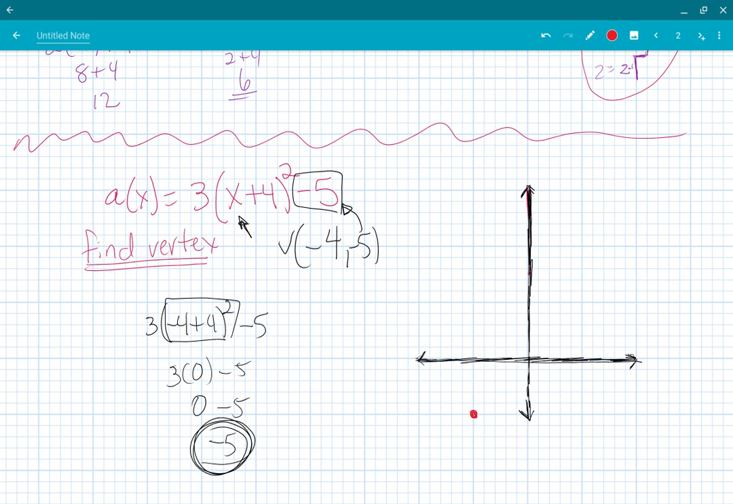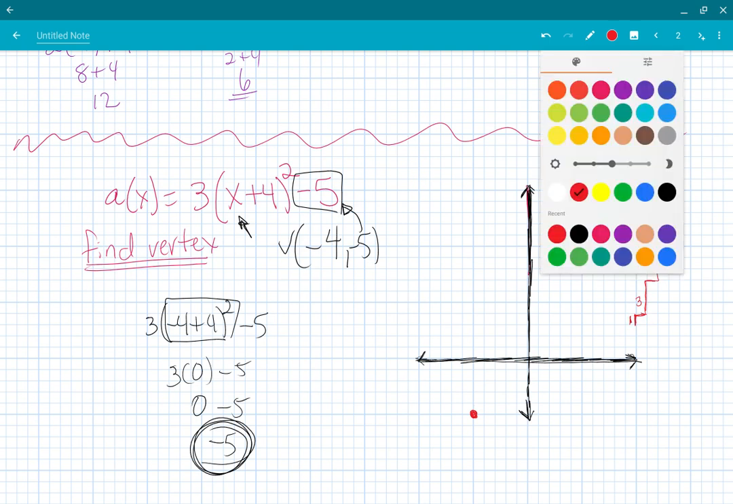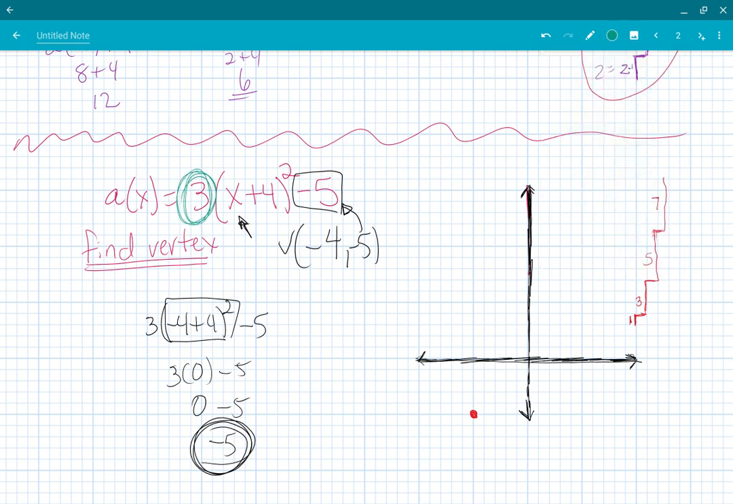All right, class, what's the size of my first step? My first step used to be 1, and then the next one's 3, and then the next one, I'm just going to write this on the side, 5, and the next one's 7. But what is this 3 going to do to those sizes of steps? Can you guys think about that and let me know? What do you think is going to happen to these numbers 1, 3, 5, 7?